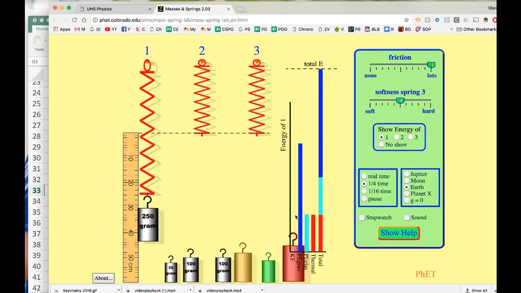So that energy is all still there, but there's a lot of heat that has been created in the air molecules and within the spring itself. So that energy is really not accounted for anymore. That's all kind of out in the surroundings.